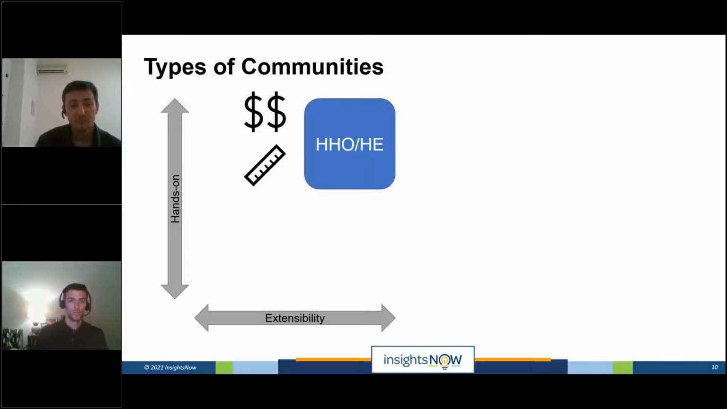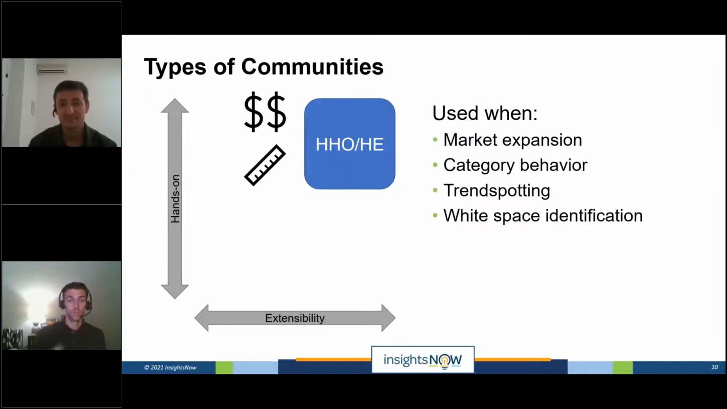On the other side, you have high hands-on or high touch and high extensibility. You as a researcher still put in the time and effort to run the community and maintain it, so it ups the cost a little bit from your perspective. But as a company, you also own this community and data. It might be super large and broad, and that size and frequency of touch does increase the price point a bit as well. Where this might be advantageous is in market expansion, looking at category behavior, because it is very extensible. It has a broad reach in terms of the categories that could be used. We could also use this for trend spotting or category appraisals to really identify that white space when doing your research and innovation within that process or strategy. I'll hand it off to Greg to talk about a couple of the others.